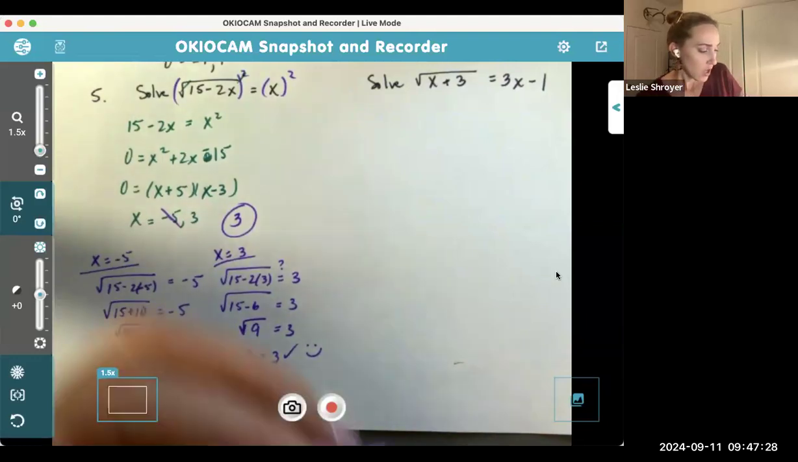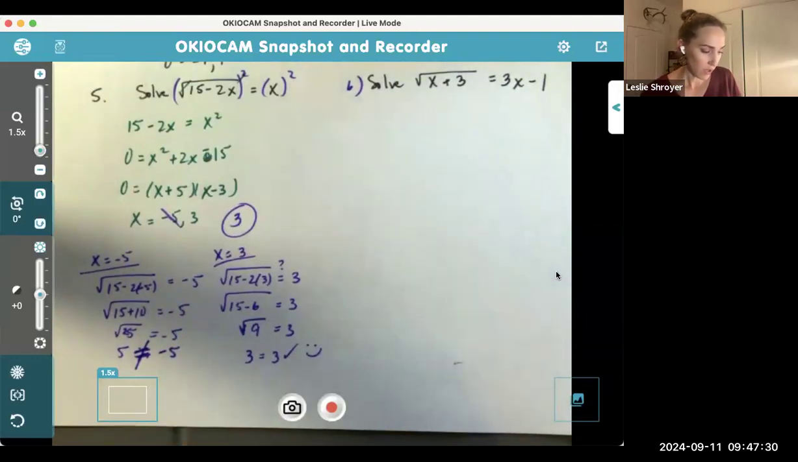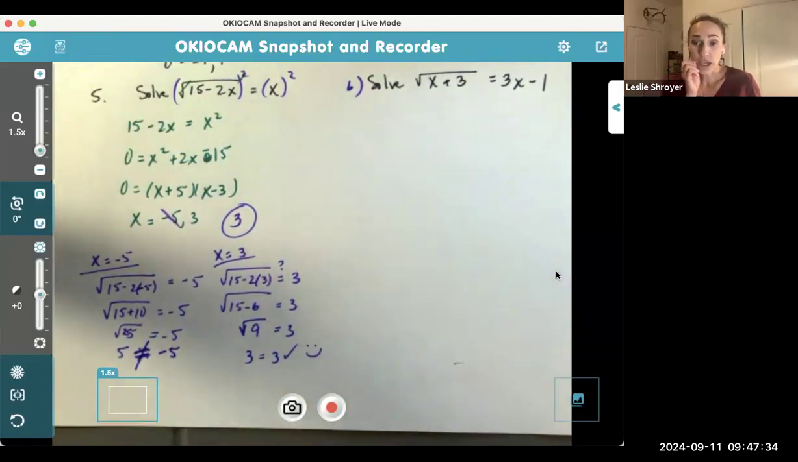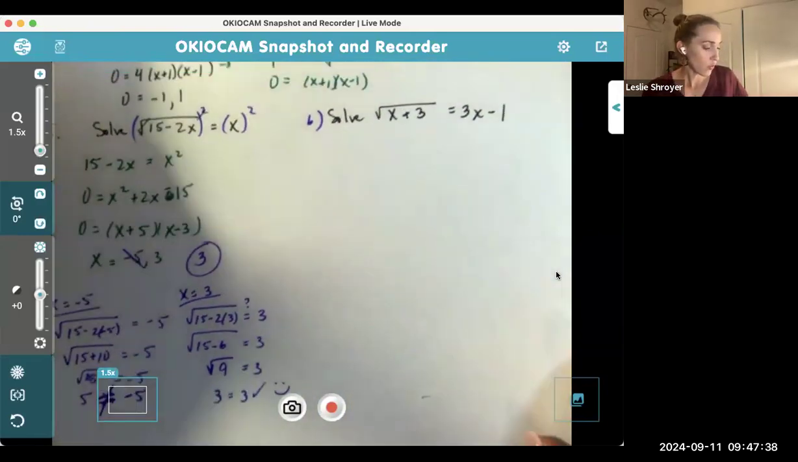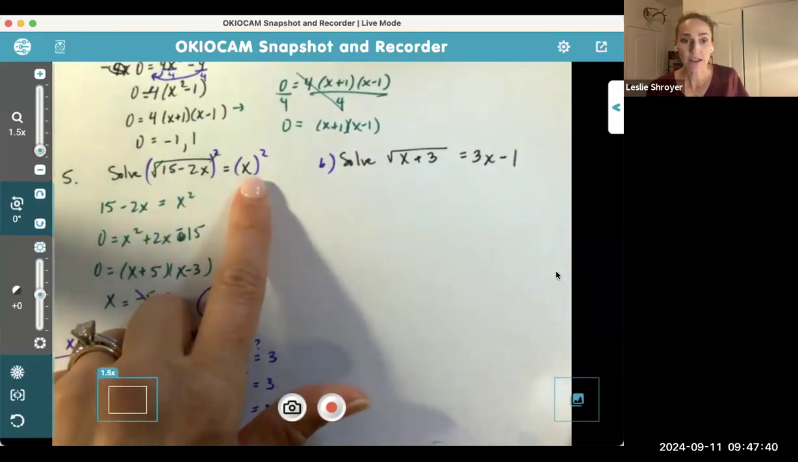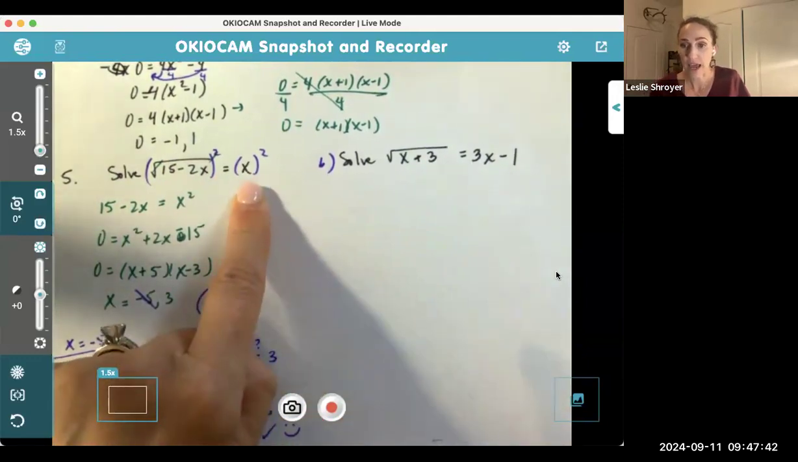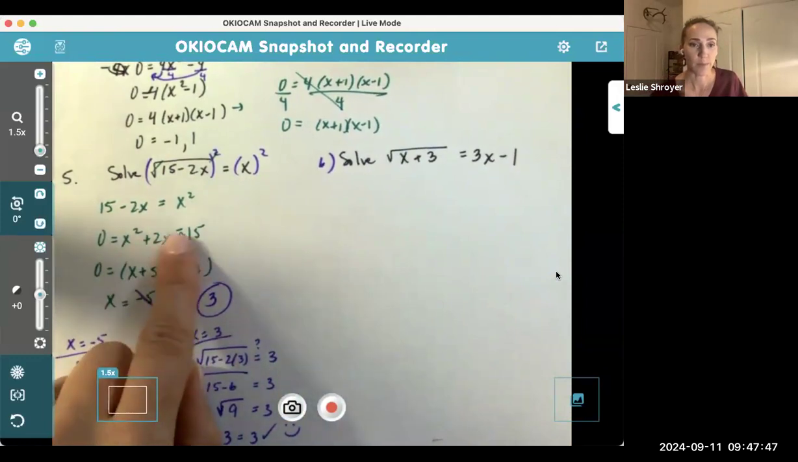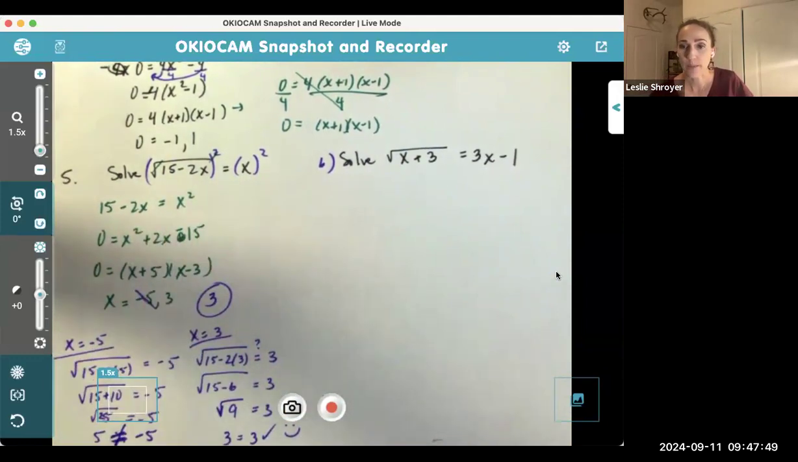Perfect. And then we will start with this one on Friday, hopefully in class. Where did I get the 0? We started by squaring both sides, and then I moved everything to the right-hand side. Someone asked where we got this equation from. I just moved everything to the right.